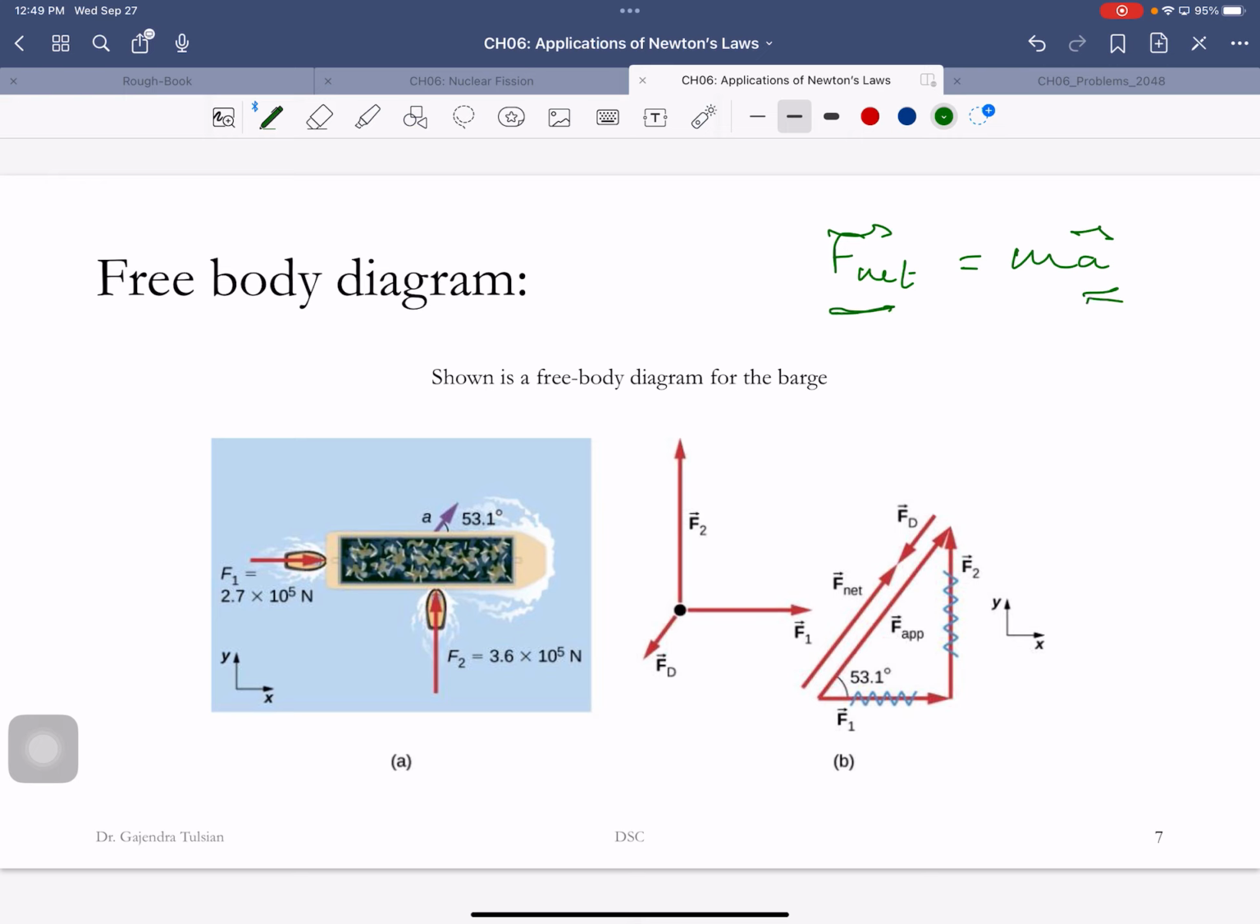All right. So there is the net force. There's F1, F2. This is the applied force. There's the drag force, and there's the net force. And what direction will the acceleration be in? Which direction will this object accelerate in? In the direction of the net force. So the object will accelerate in that direction.